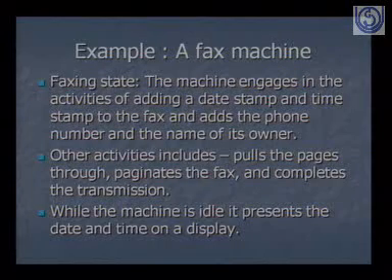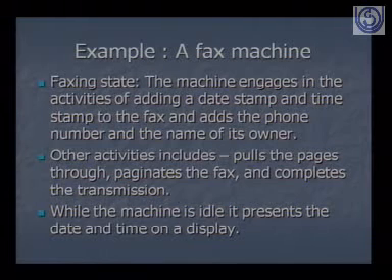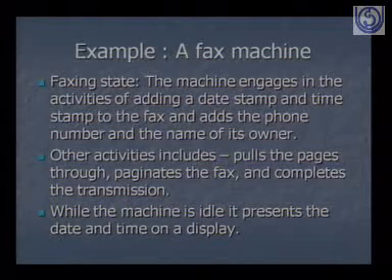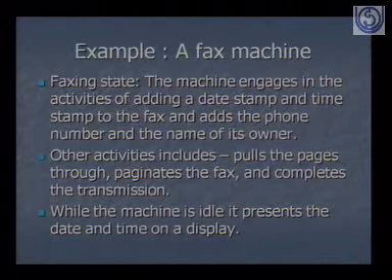So this is the kind of case study. In a fax machine, there are altogether two states I am trying to take. First is the faxing state. Whenever the machine is in the faxing state, like in the transmission state, the machine engages in the activities of adding a date stamp. Whenever I send a fax to another person, it automatically includes the time, the date, the fax number that is being transmitted from, and it may also include the owner's name. So these four things will be happening in this faxing state.